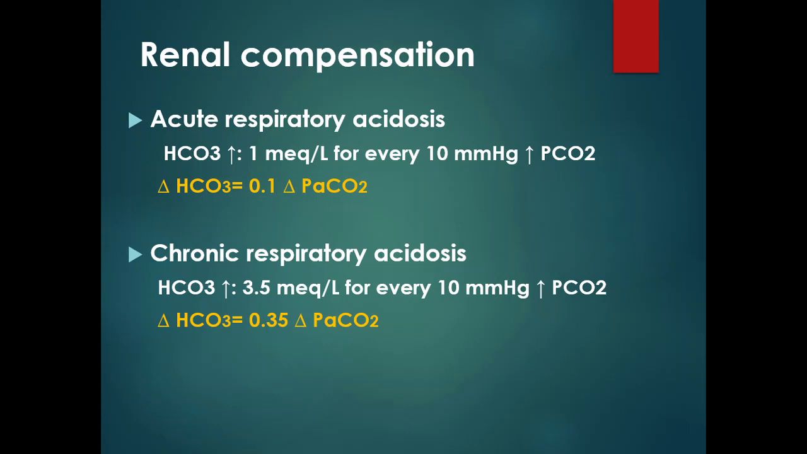However, in chronic respiratory acidosis, the system is more efficient in the change in the bicarbonate for the change in the PCO2. So there will be an increase of 3.5 milliequivalents of bicarbonate for every 10 millimeter of mercury increase in PCO2. If the patient chronically increases the PCO2 from 40 to 50, the bicarb will increase by 3.5 milliequivalents.